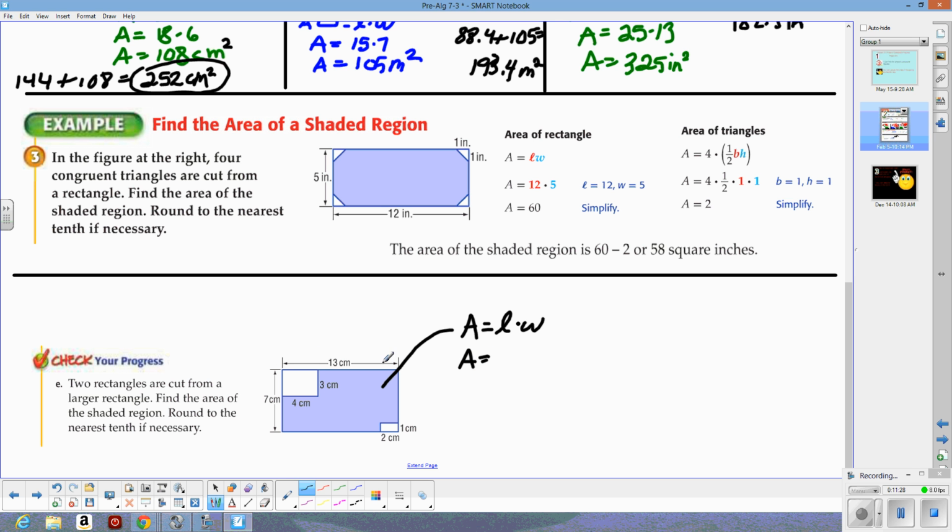It's going to be 13, and the width is 7. So I'm imagining the rectangle before those corners were cut out. So 13 times 7, that's going to be 91 centimeters squared.